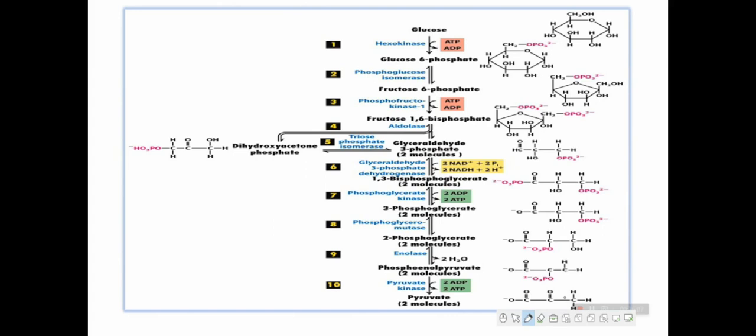Clear this? This is all 10 steps. In glycolysis, a total of 10 steps will be there. Okay, how much energy will be formed here? See here. ATP used, that is 2 molecules of ATP, that is -2. ATP that is formed: here 2 ATP will be formed, and here 2 ATP will be formed. Total 4 ATP plus 4 ATP. And NADH, 1 molecule of NADH will be formed in each step, means 2 NADH molecules will be formed.